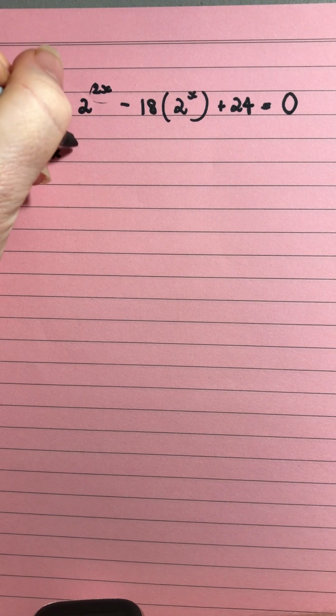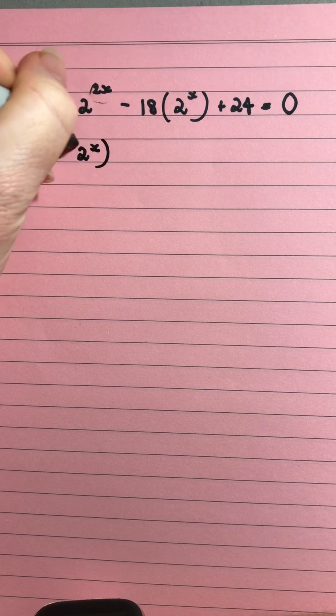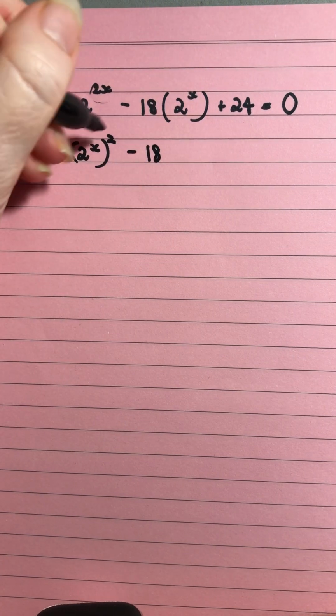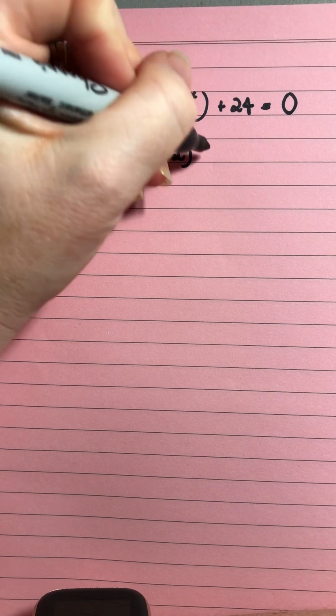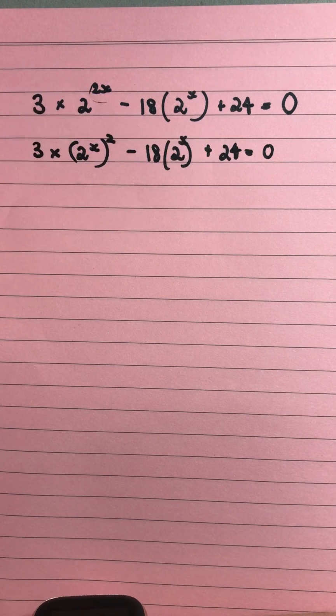So my first step is going to be to rewrite that as 2 to the power of x, all squared, and then I've got my 18, 2 to the x, and 24, and it becomes a little bit more looking like a quadratic.